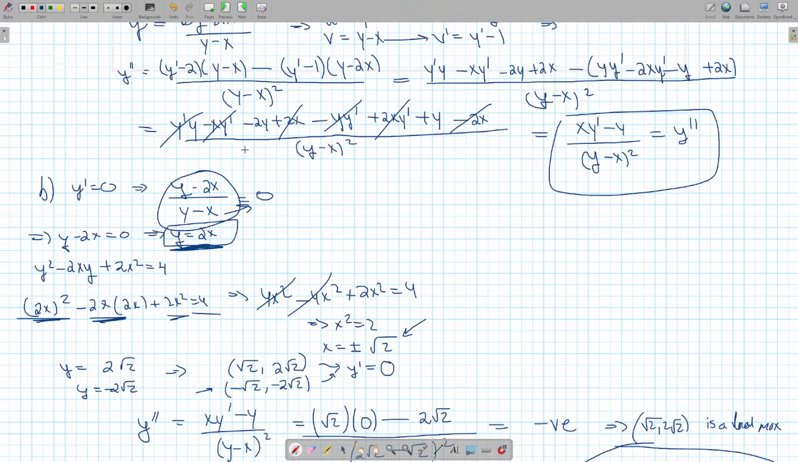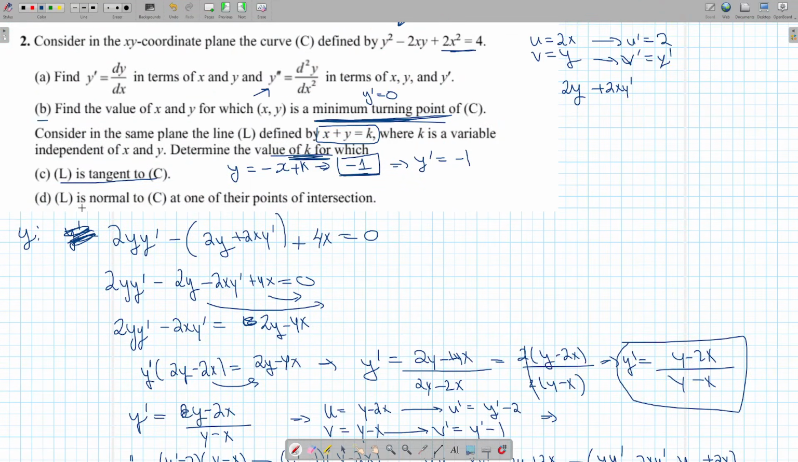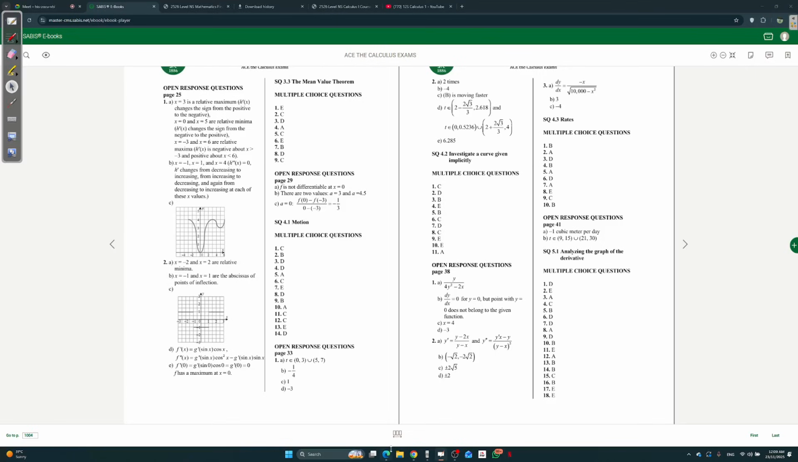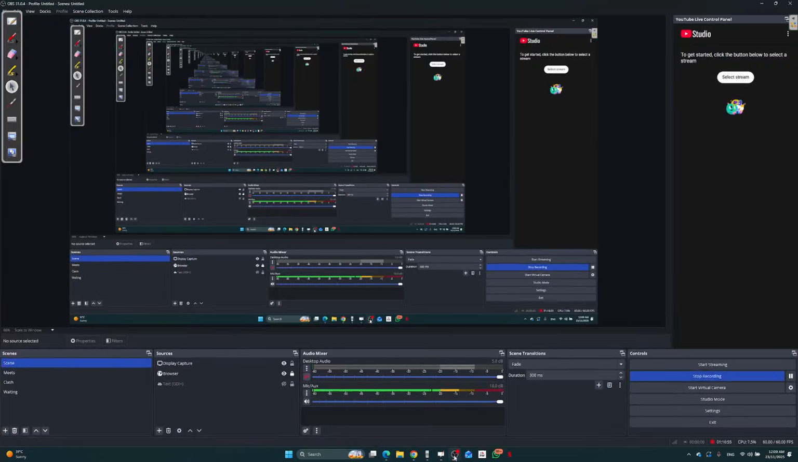Now we see that L is normal to C. L is normal to C.